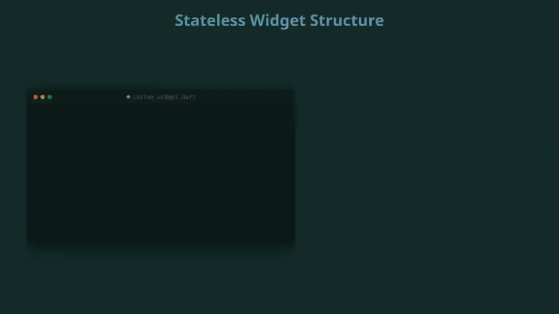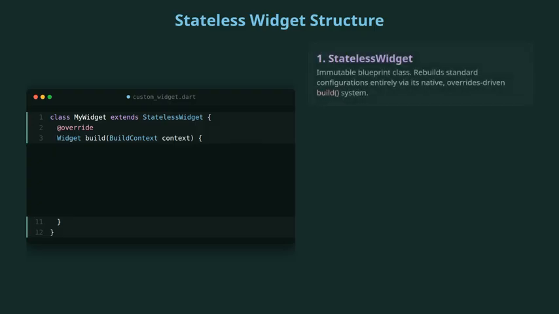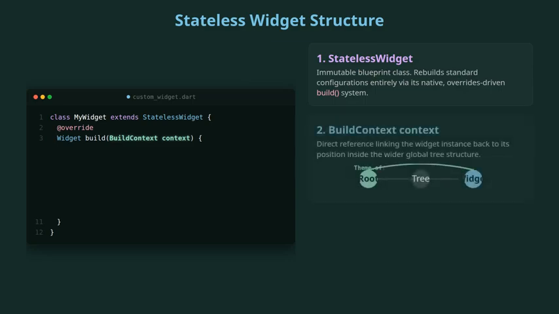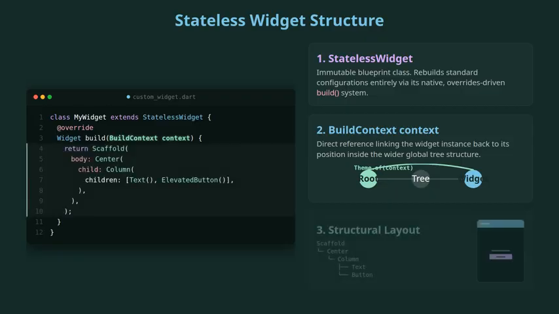Let us examine the structure of a standard stateless widget in Dart. The class extends StatelessWidget and overrides the core build method, which takes a BuildContext and returns a widget. The BuildContext provides a reference link to where this widget lives inside the overall widget tree, letting you look up themes or media queries. Within our build method, we declare our structural layout. We return a Scaffold widget, which acts as a visual wrapper providing an app bar and a body consisting of a Center widget. This Center widget aligns its child directly to the middle of the screen, which holds a Column widget stacking a text label and an ElevatedButton.